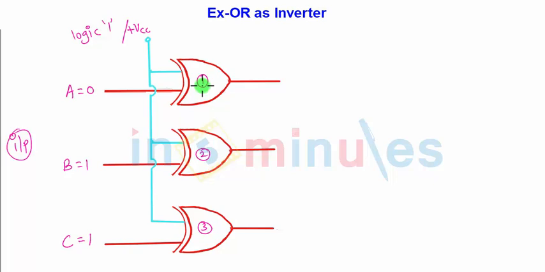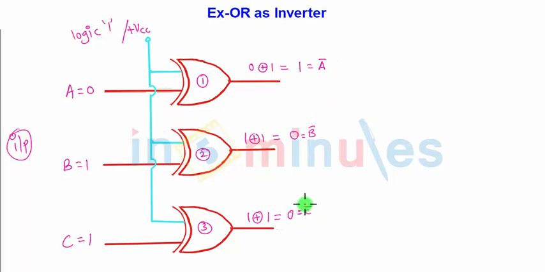Then what will happen? If you see the output section, the output for A will be 0 XOR with 1, and the output is 1. Here for B, 1 XOR with 1, the output will be 0. And for C, the same operation takes place, 1 XOR with 1, the output is 0. But that is nothing but A bar, B bar and C bar, hence it is called an inverter.